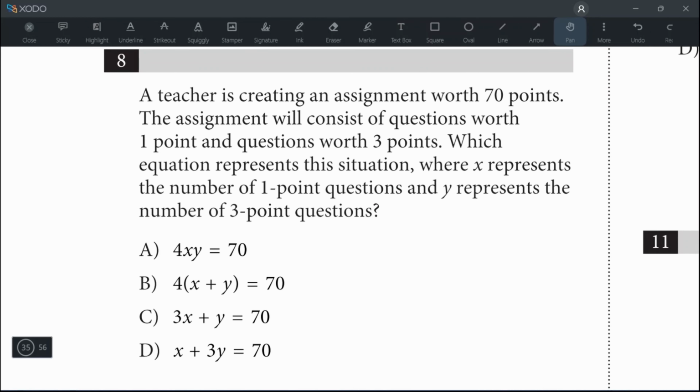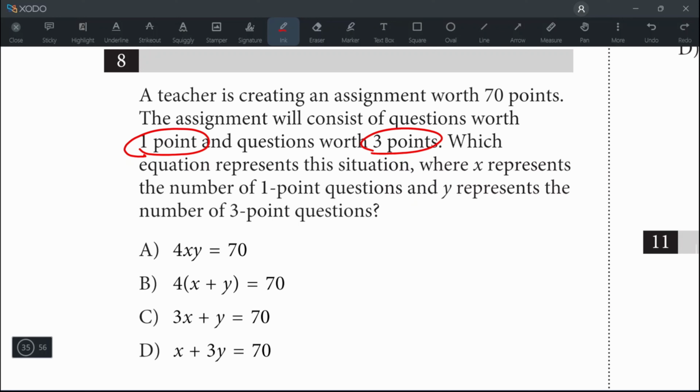A teacher is creating an assignment that is worth 70 points. The assignment will consist of questions that are worth 1 point and other questions that are worth 3 points. So we have two different types of questions, one that is worth only 1 point and the other worth 3 points. Which equation represents this situation, where x represents the number of 1 point questions and y represents the number of 3 point questions? So we know that the total points is equal to 70.